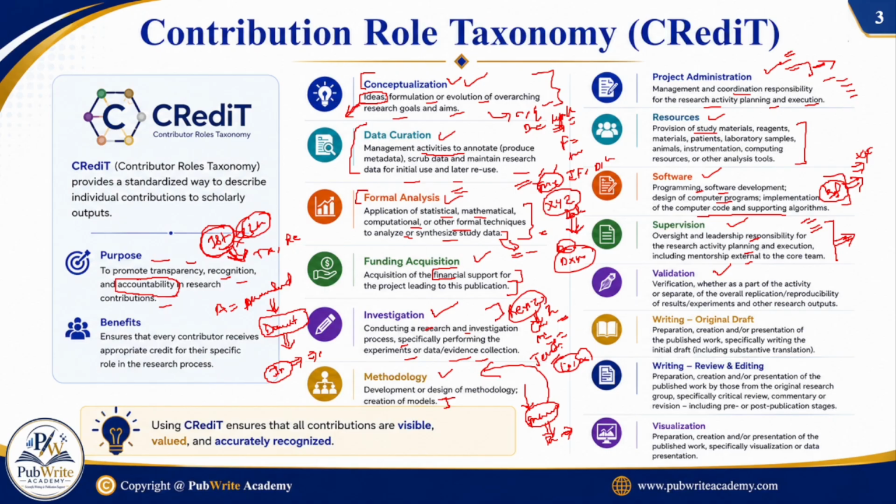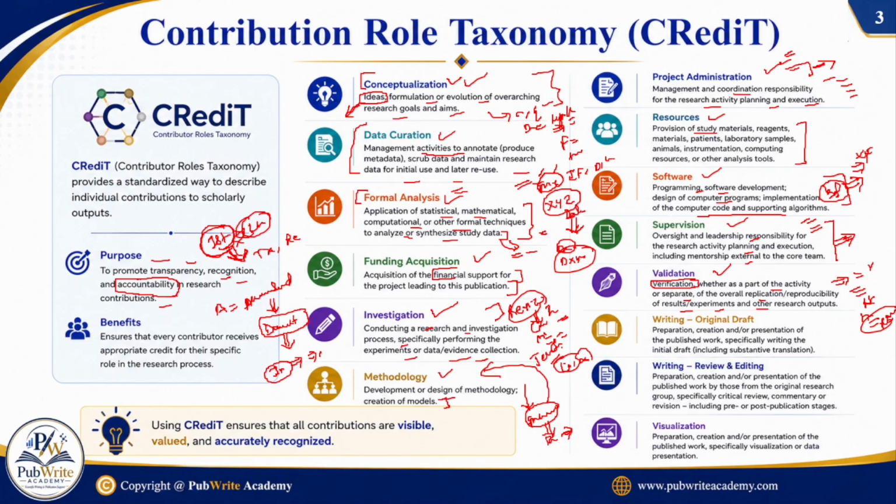Validation: you have the result and everything, then validation includes verification. Verification, whether as a part of the activity or separate, covers overall replication, reproducibility of results, experiments, and other research output. Validation means to ensure the integrity, rigor, as well as reliability of data, methods, results, and resources, through review, verification, and benchmarking, or whether they are replicating or not. These kinds of approaches come under the validating aspect. So this is a kind of verification.